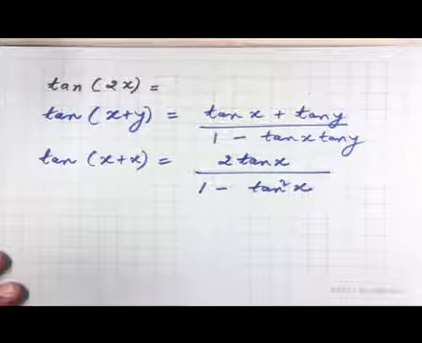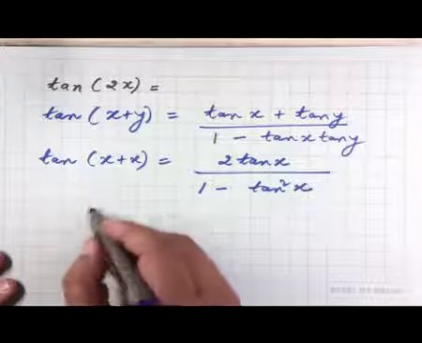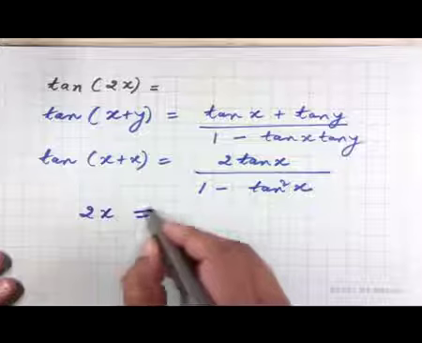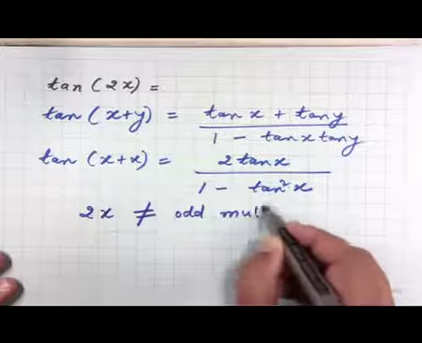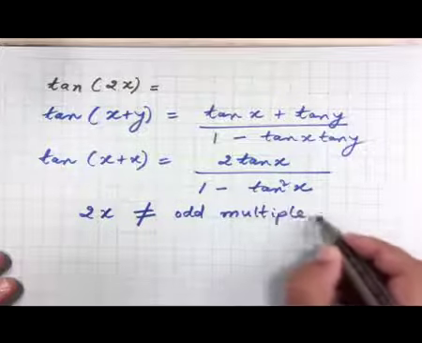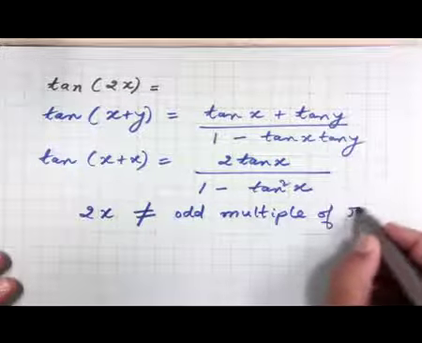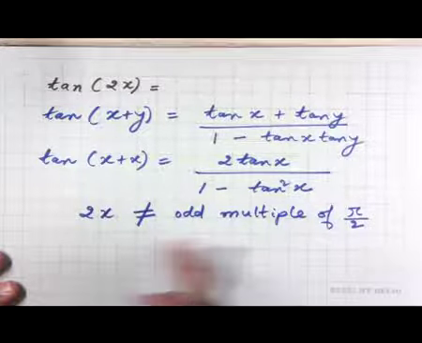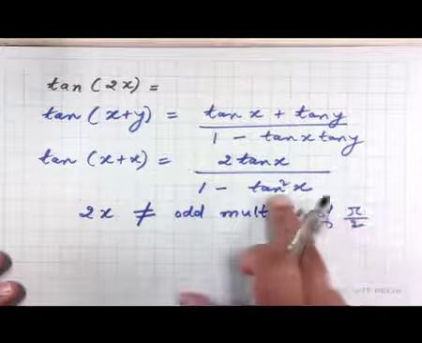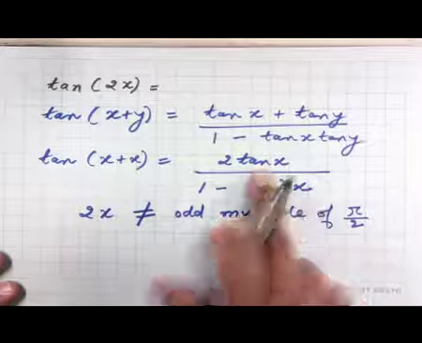But again this is well defined only when 2x is not an odd multiple of pi by 2, and also x, because if x is an odd multiple of pi by 2, then this tan x here and this tan x here is also not defined.